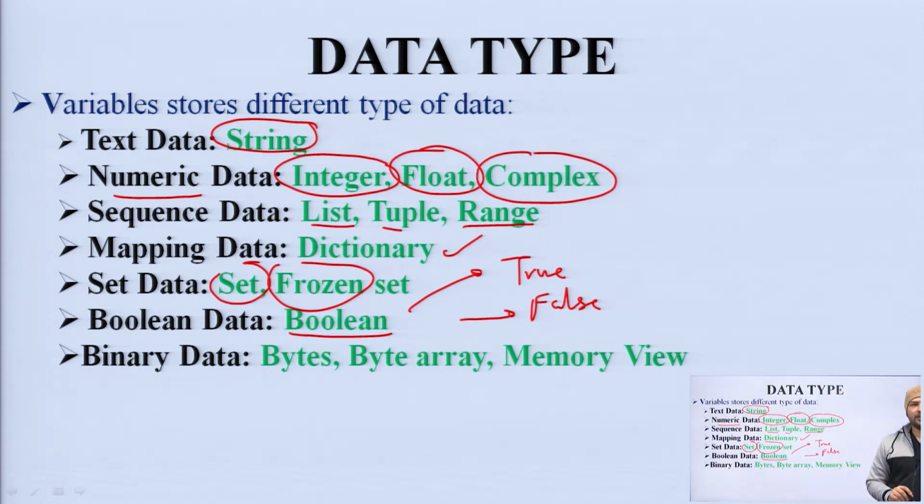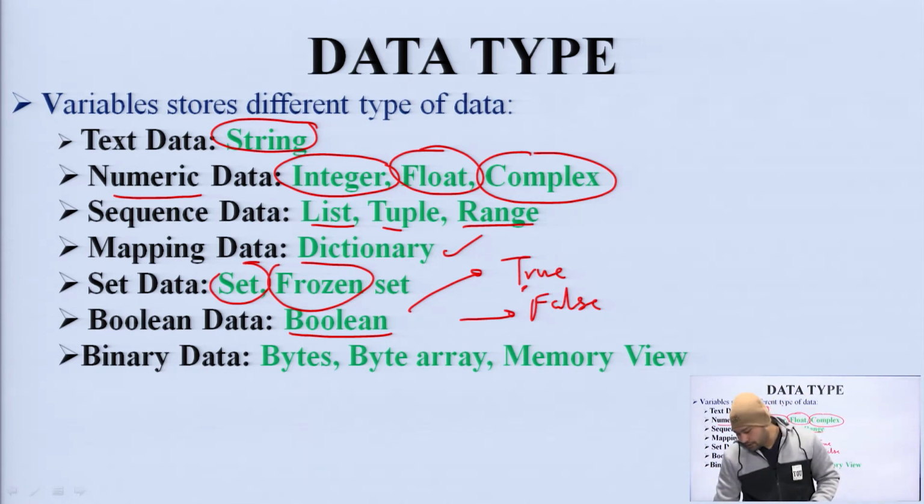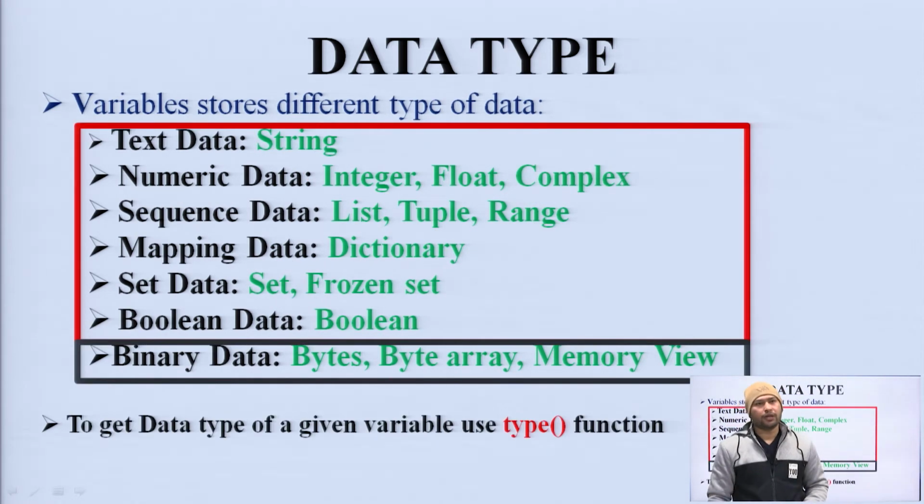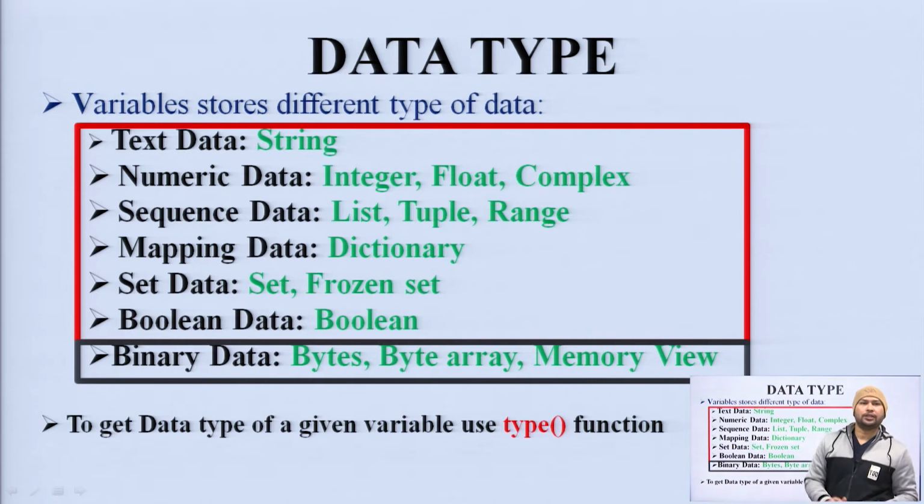You must be very careful with the boolean data type, because it is the capital T and the capital F for True and False. It is not a small t and small f. The last data type is binary data types, which includes the 3 sub data types: bytes, byte array, and memoryview. These 3 data types are almost related to the machine language.